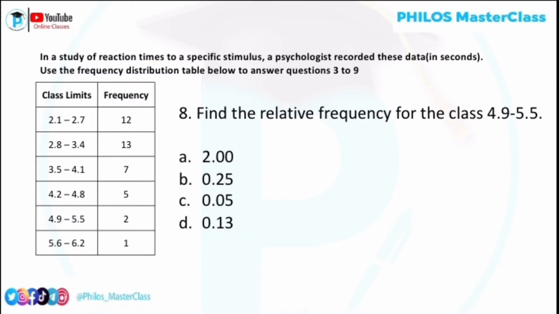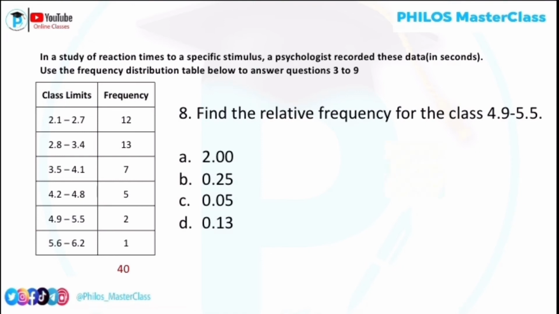This question says, find the relative frequency for the class 4.9 to 5.5. To find the relative frequency of a particular class, you need to take the frequency of that class and divide it by the total frequency. So this means that we need to know what the total frequency is first. So let's find the total frequency first. 12 plus 13 is 25, plus 7, that's 32, plus 5, that's 37, plus 2, that's 39, plus 1, that's 40. So the total frequency is 40.